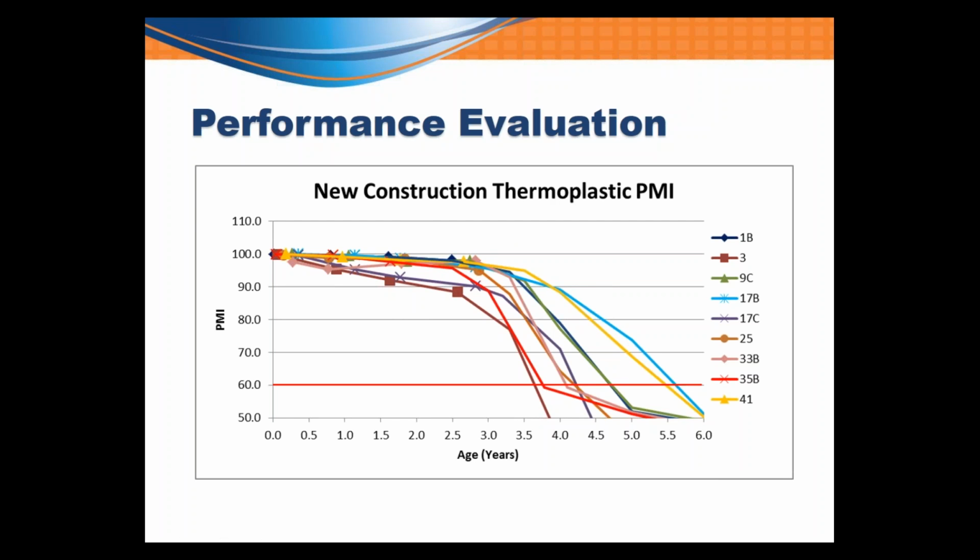So based on these test site locations, we can reasonably say that thermoplastic should have an anticipated service life of over 3.5 years. Now for purposes of the research, we were somewhat conservative and used 3 years. But as you can see from the graph, the worst performing test site was actually well over 3.5 years.